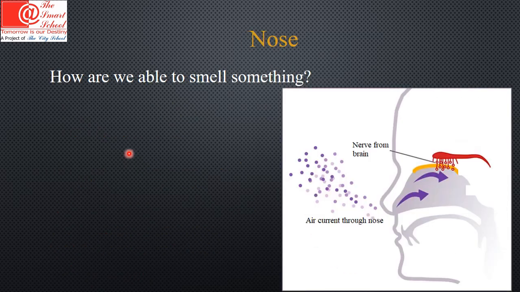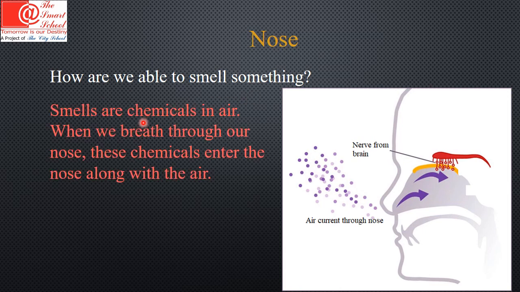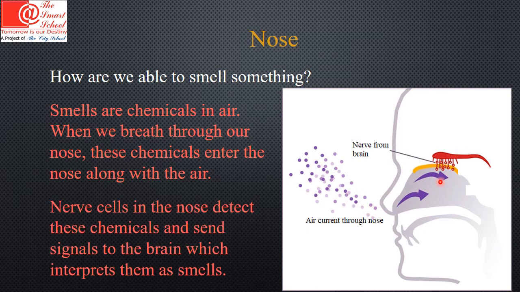Nose is another sense organ that senses smell. How are we able to smell something? Smells are chemicals in the air. Air goes through the nose as we breathe in, and these chemicals that are present in the air enter the nose along with the air. Then the nerve cells present inside the nose detect these chemicals and send signals to the brain. The brain interprets these signals as smells.